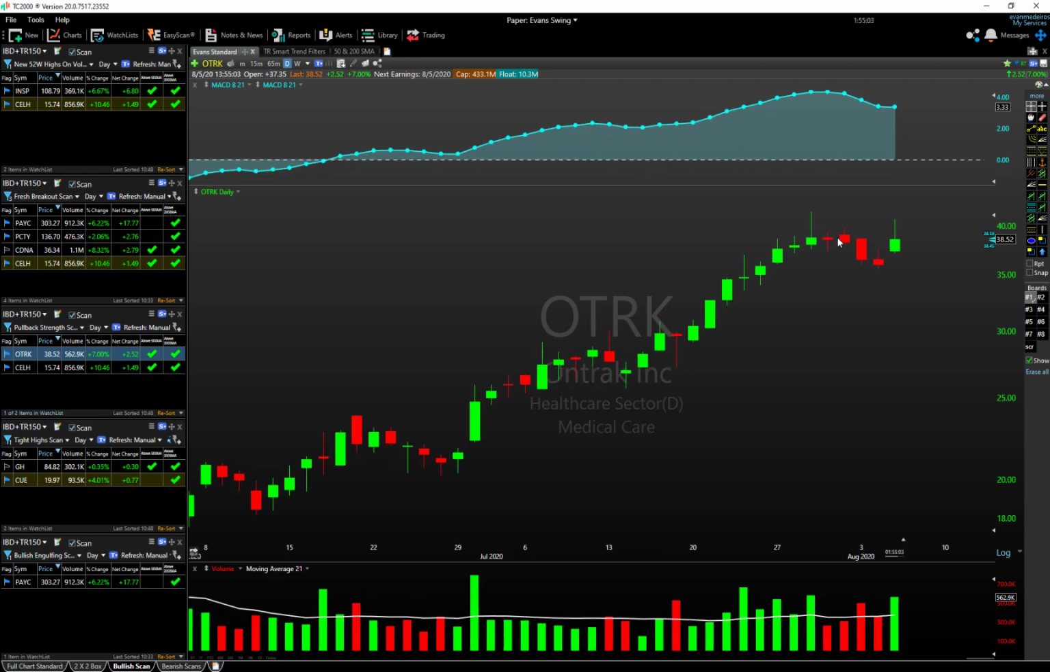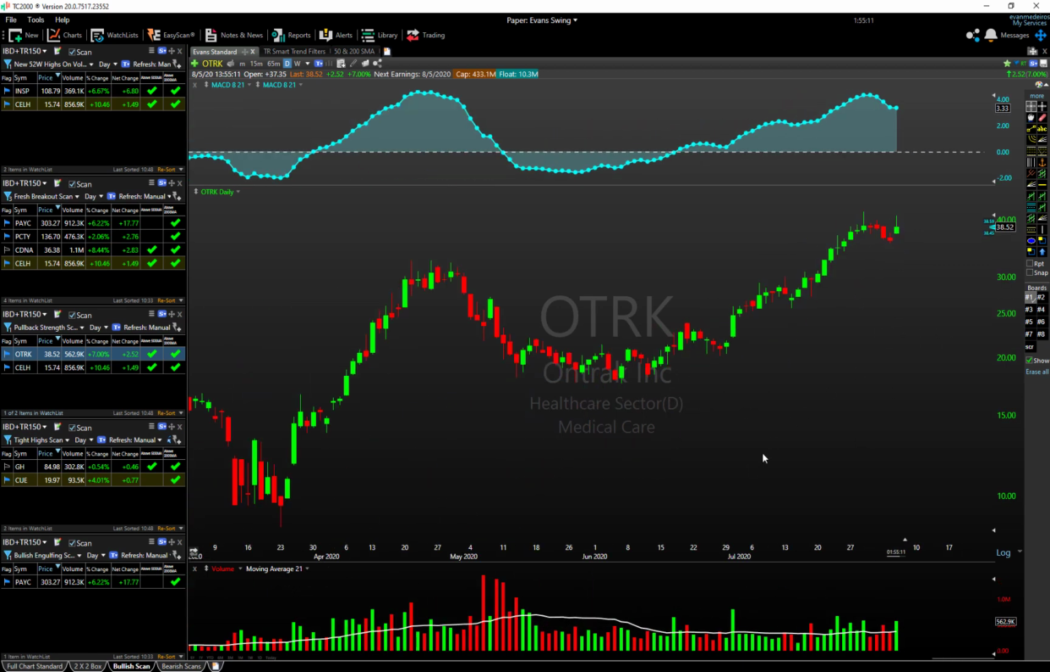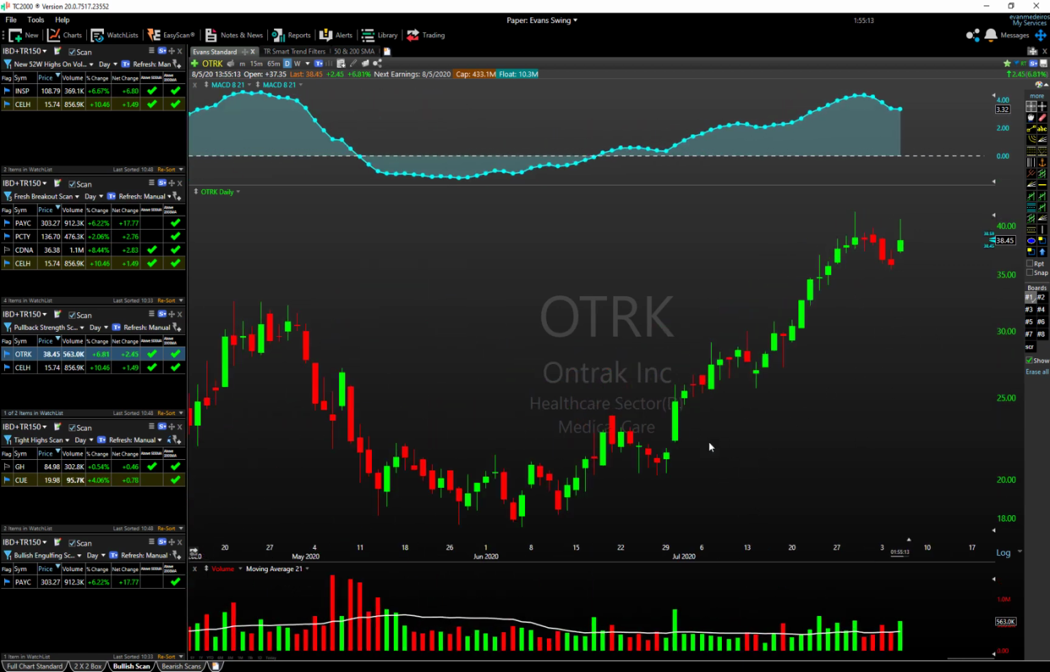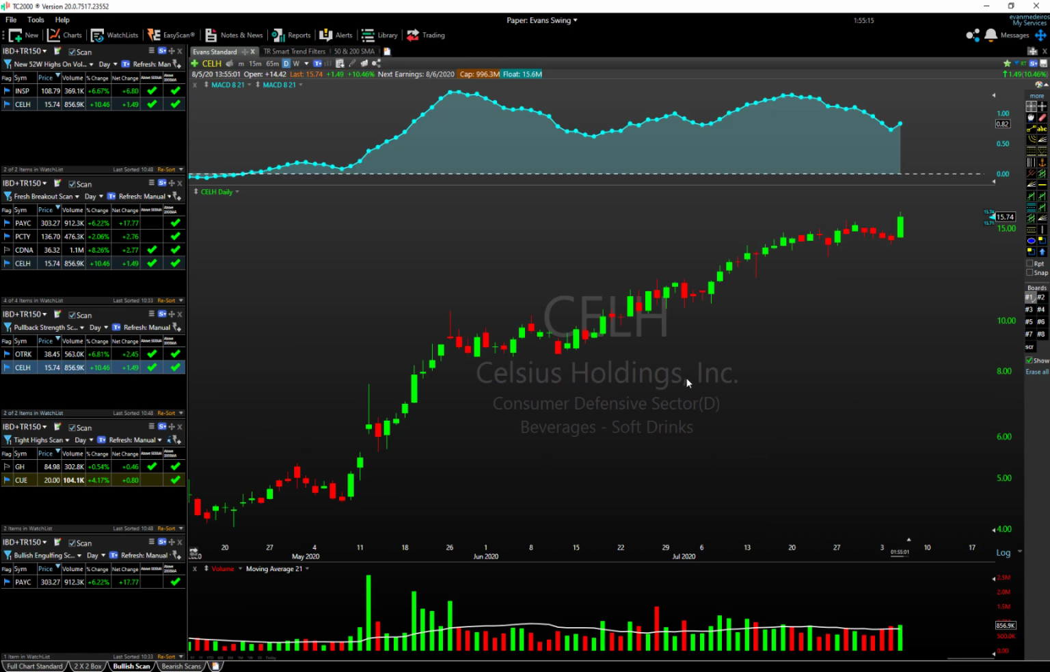OTRK, again, you can see here a couple of days down in a row, heavy volume, move to the upside here, taking out the prior day's high. Again, nice strong uptrend. So OTRK, pretty nice there. CLH, again, showing up here for the third time in a different scan, with that move to the upside.